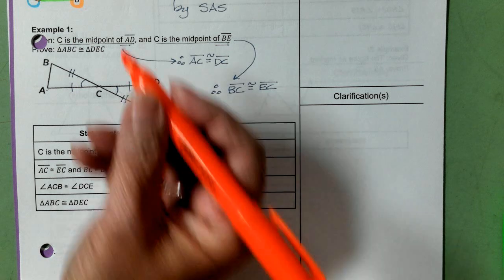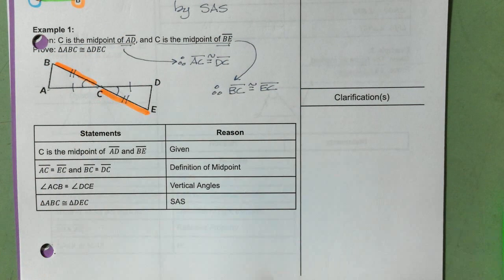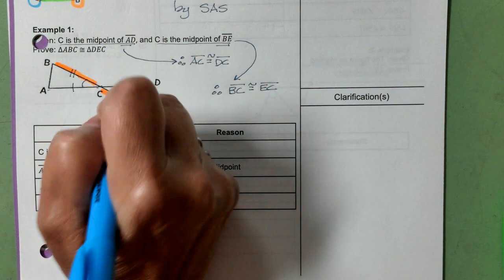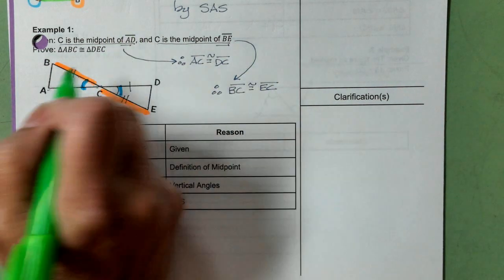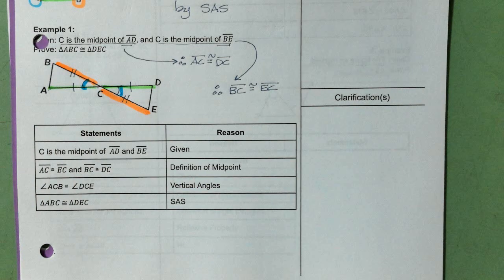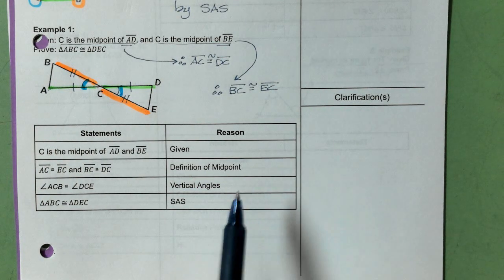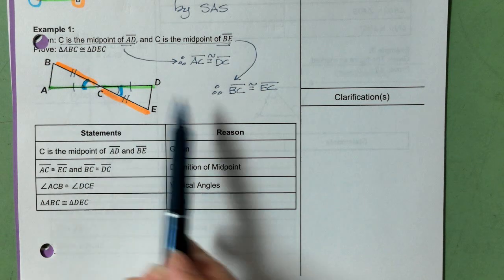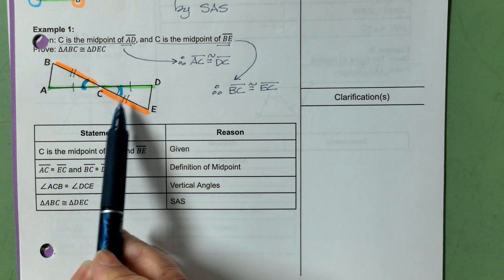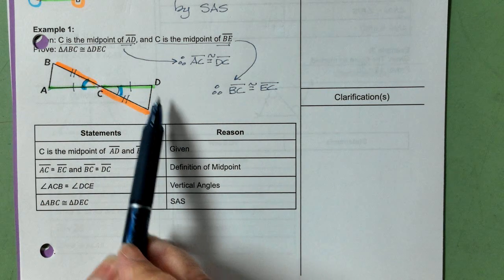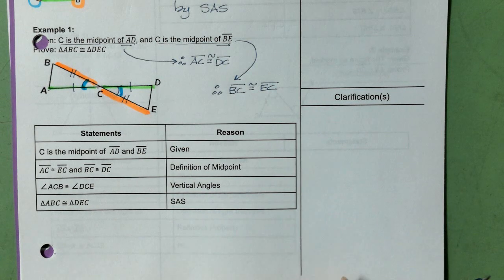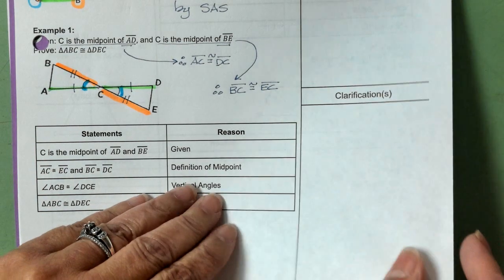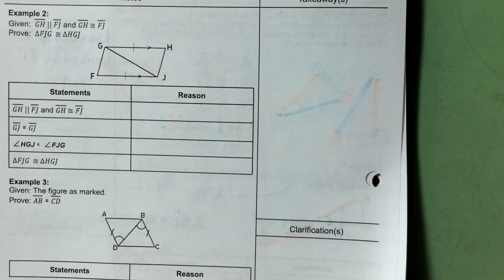Therefore, notice what we have. Side, angle, side. And we want to make sure that we have them lined up. So triangle ABC is congruent to triangle DEC by side, angle, side. So again, side, angle, side is what we're working with. So let's look at example 2.